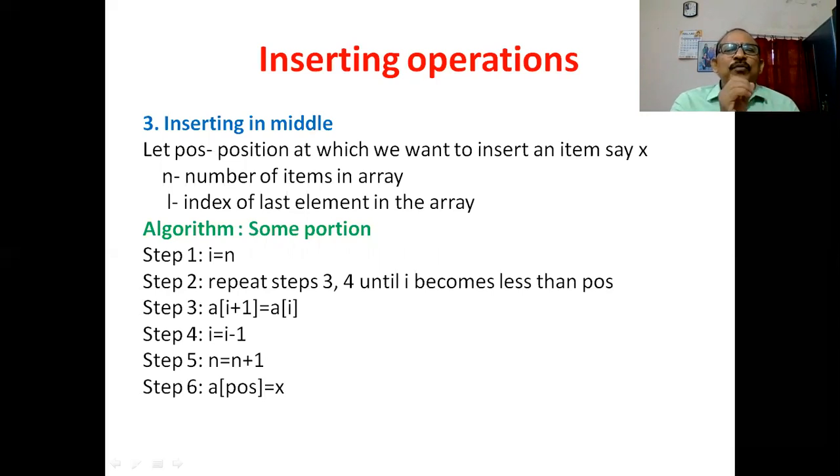Suppose we want to insert an item at position POS, at any specific position. N is the number of items in the array, and N is the index of the last element in the array. So the first step, we initialize I equal to N. What is N? N is the total number of items in the array. Next step, repeat steps 3 and 4 until I becomes less than the position where we want to insert an item. Next step, A[I+1] = A[I]. And next step, I is I minus 1.